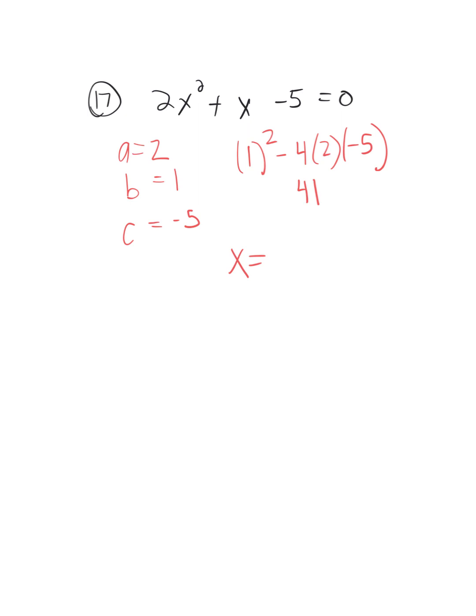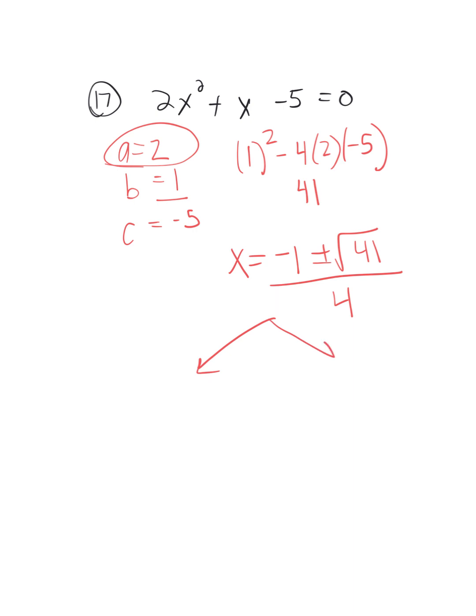So x equals the opposite of b. B is a positive 1, so I'm going to put a negative 1, plus or minus the square root of 41, and then divide by 2 times a. Since a is 2, 2 times a is going to be a 4.